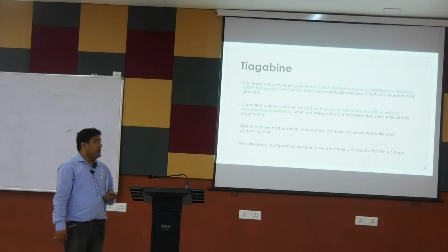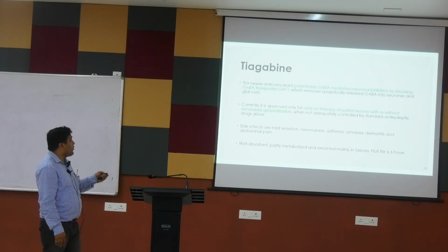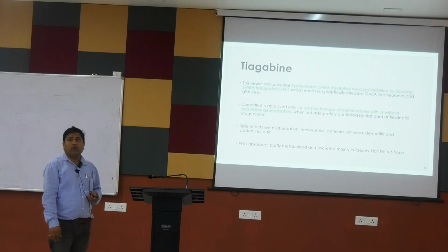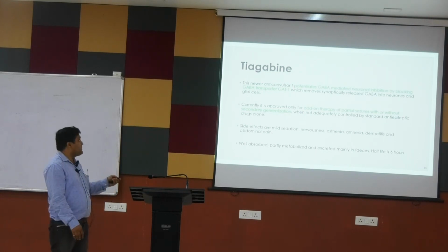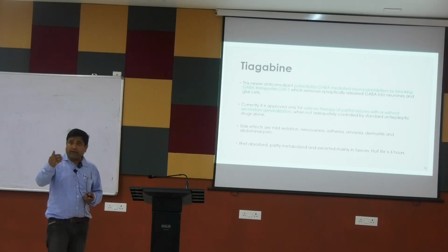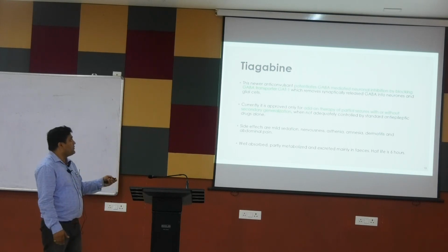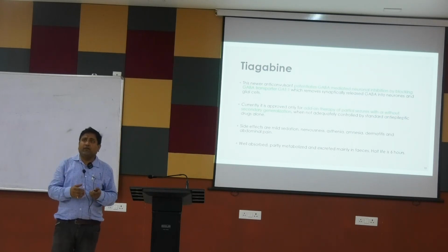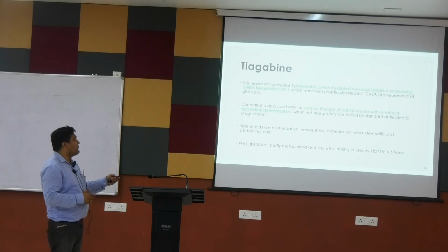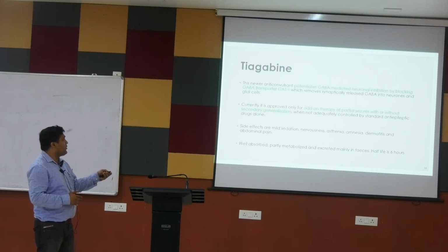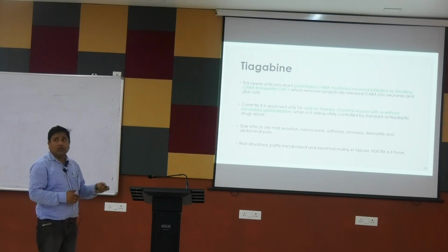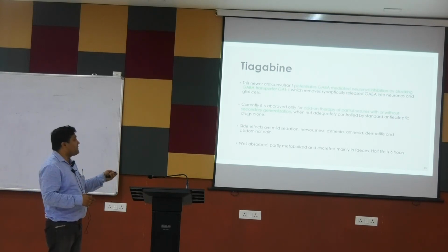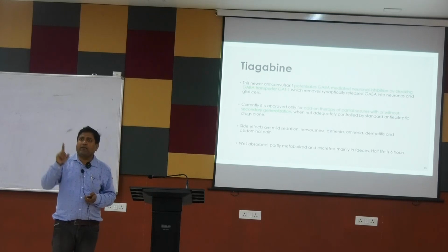Tiagabine. Tiagabine basically inhibits or blocks the GABA transporter GAT1, and thus what does it cause? It prevents the synaptically released GABA from being taken up into the neurons and the glial cells. So more GABA is available, as they are blocking the GABA transporter.